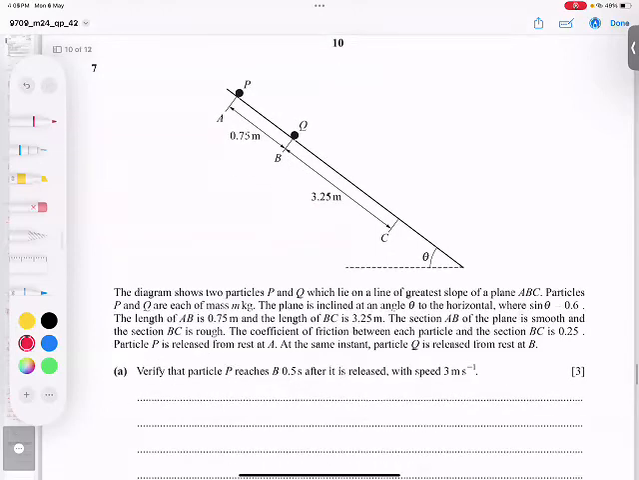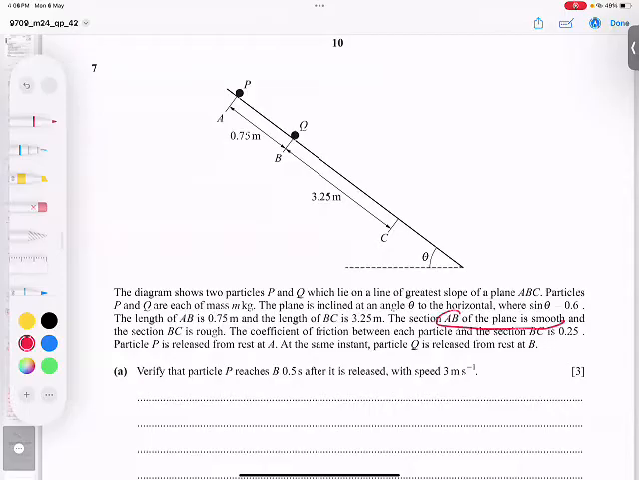What is question number 7 we have here? He's saying the diagram is mentioned, and particles P and Q move, both masses are m kilograms, and the plane is inclined, and sine theta is 0.6. The length of AB is 0.75, and the length of BC is 3.25. This is very clearly mentioned.